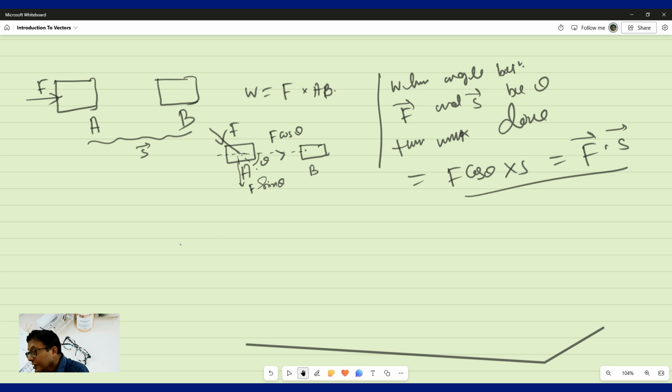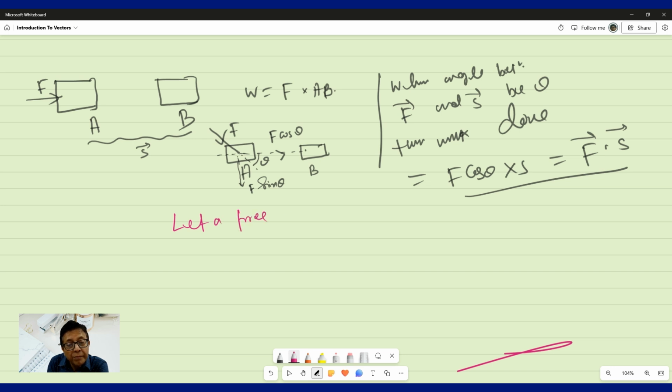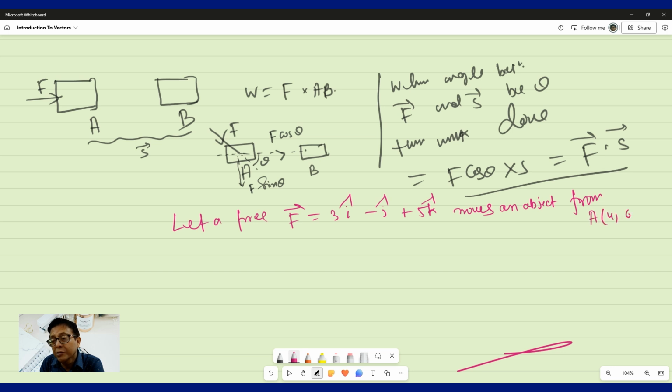Just take a problem. Let a force, also in vector form, F equal to 3i minus j plus 5k, move an object from A(4,6,9) to B(3,4,5). Okay, find work done.